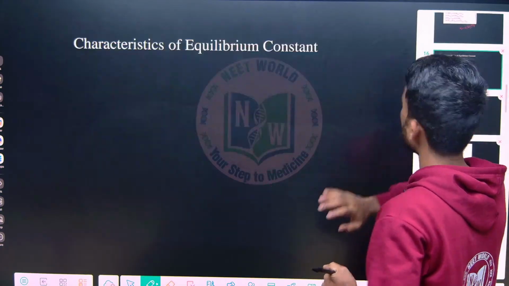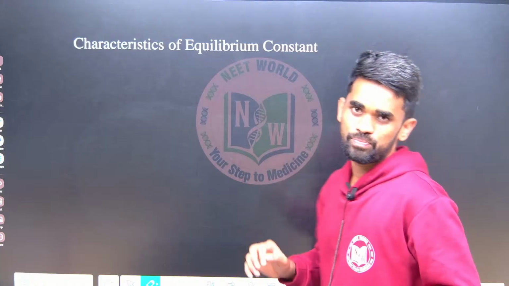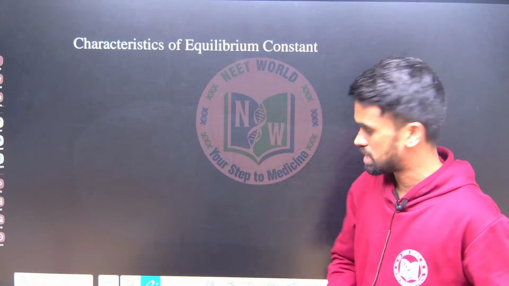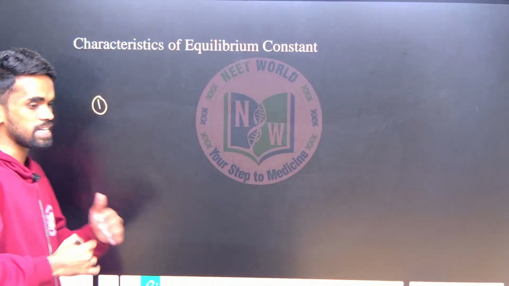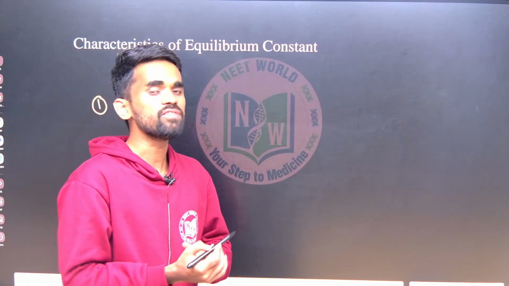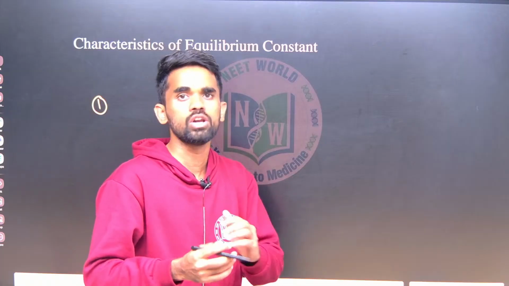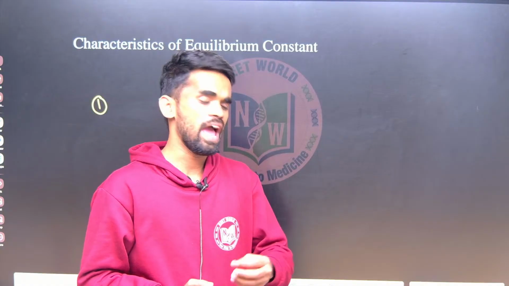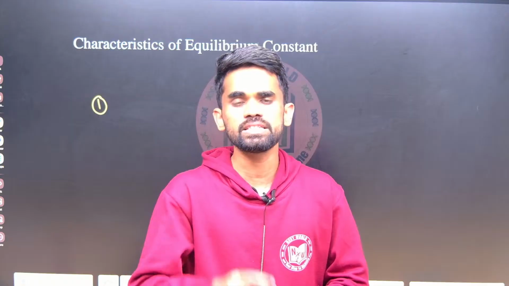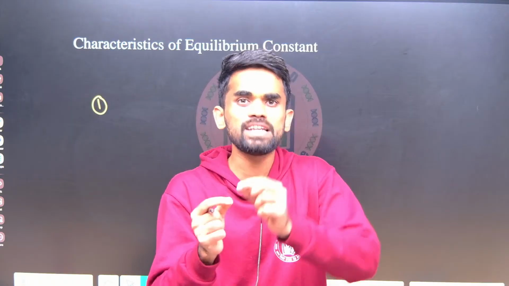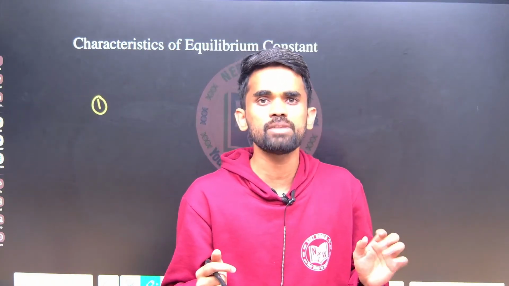Yesterday I was discussing the characteristics of the equilibrium constant. The first property I told you: the value of the equilibrium constant does not change if we change concentration, pressure or volume, or by adding an inert gas or a catalyst. The value cannot be changed here. But if we change the temperature, the equilibrium constant value changes. It means the value of the equilibrium constant depends only on temperature. This is the statement you can remember.